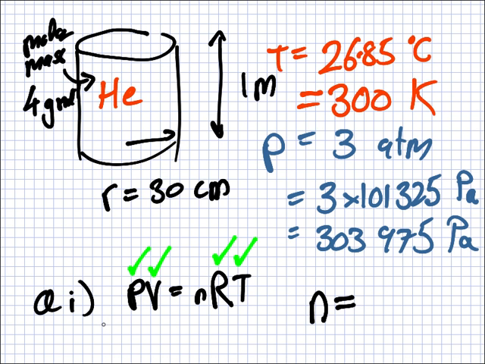How do I know the R? We said it's a constant, remember? 8.31. We use meter. Okay. And you know the formula, Ben, pi r squared h.